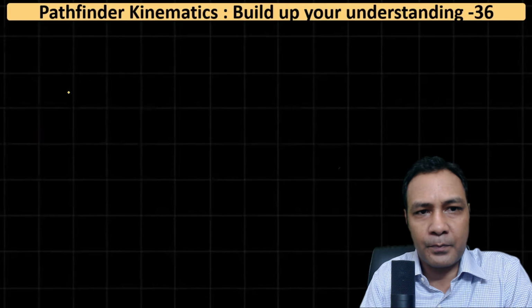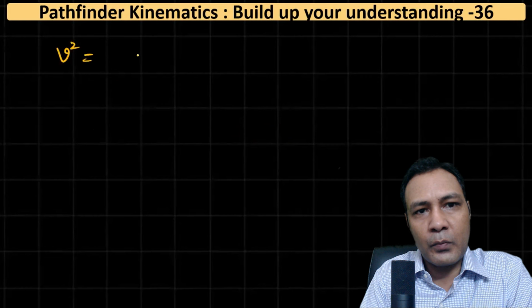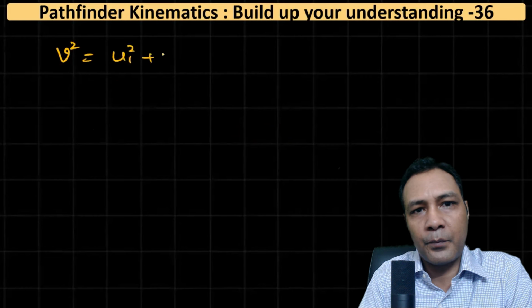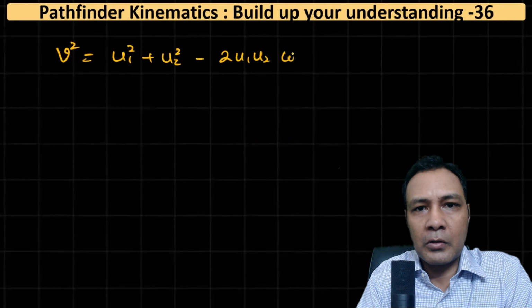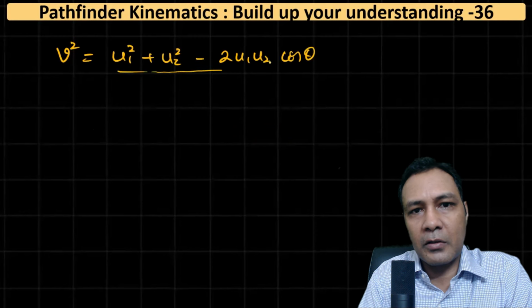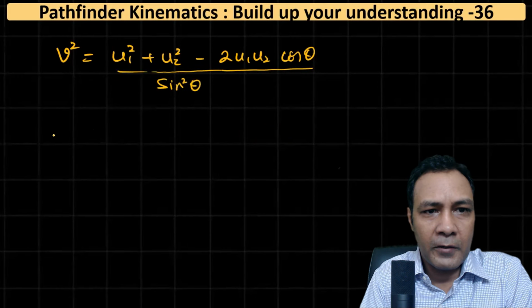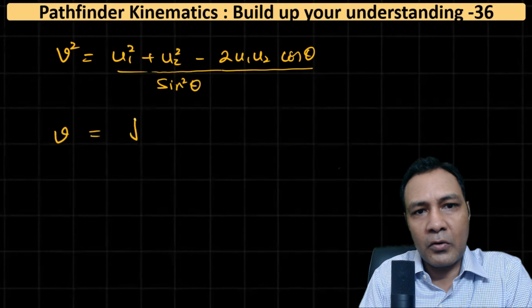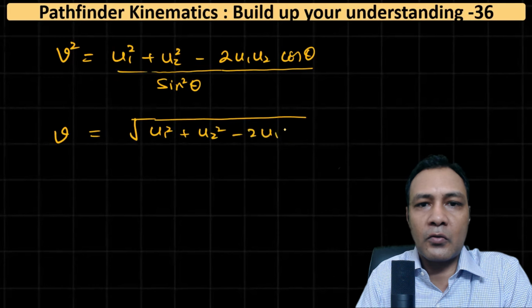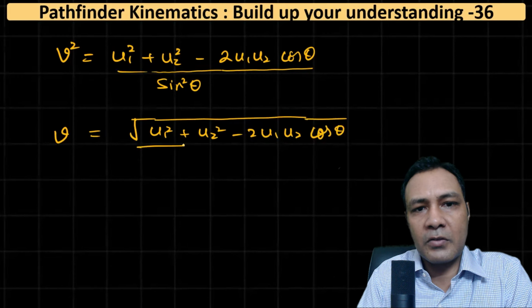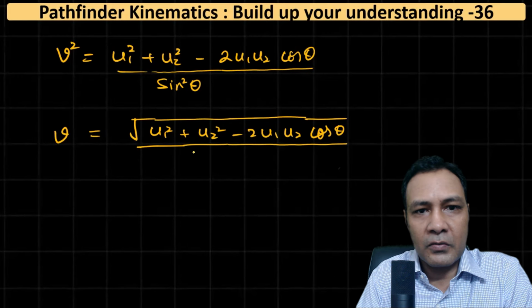You can write it on the next page. So v square would become u1 square plus u2 square minus 2 u1 u2 cos theta, divided by sin square theta. So we got the answer finally. So v is the square root of u1 square plus u2 square minus 2 u1 u2 cos theta, divided by sin theta. This is the final answer.